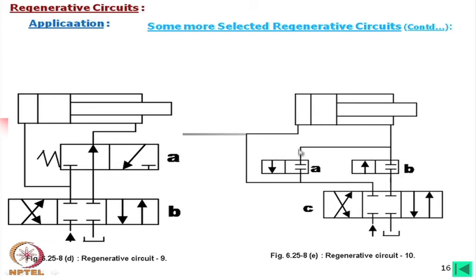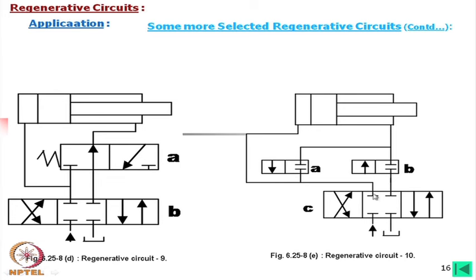This oil will go to this side and also it is coming like this and oil will be mixed. So, when A is operated, then only it is regenerative, right. Now, let us consider this is connected and both A and B are also connected.